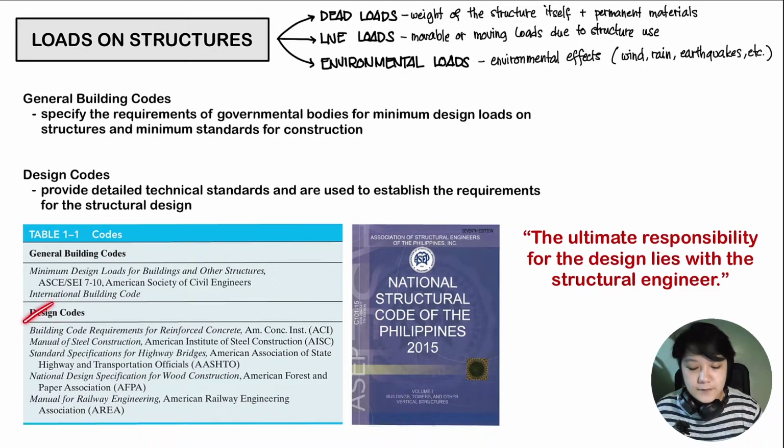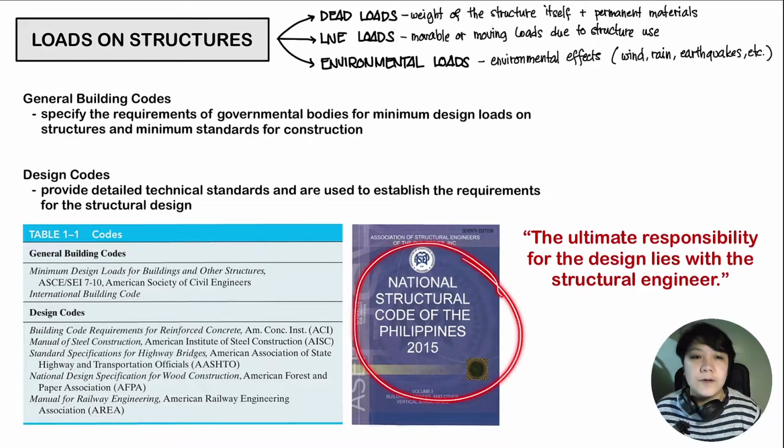And then next we have your design codes. So this can come from Building Code Requirements for Reinforced Concrete by ACI, the Manual of Steel Construction from the American Institute of Steel Construction, the Standard Specification for Highway Bridges, and then we have the National Design Specification for Wood Construction, and then the Manual for Railway Engineering. Here in the Philippines, our design codes usually come from the National Structural Code of the Philippines.